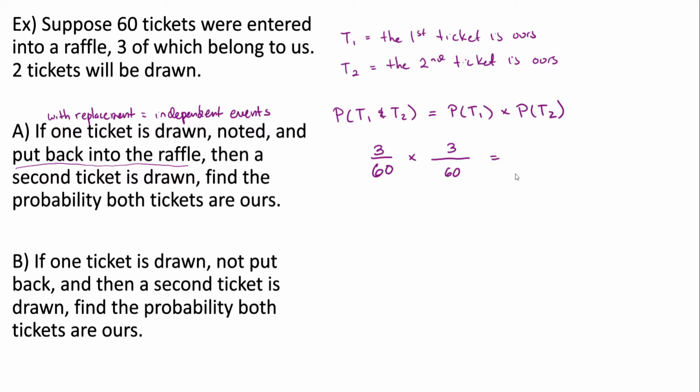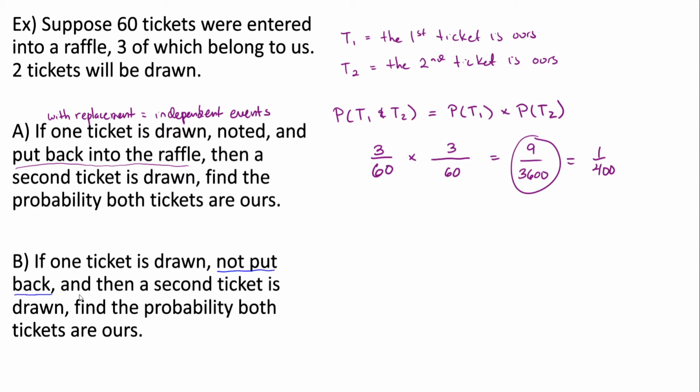So we multiply this, we end up getting 9 out of 3,600, which is okay. If you want to, you could reduce this to 1 out of 400. In part B, we're told one ticket is drawn, not put back, and then a second ticket is drawn.